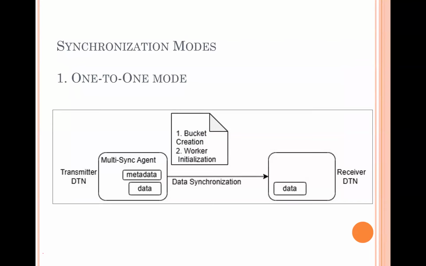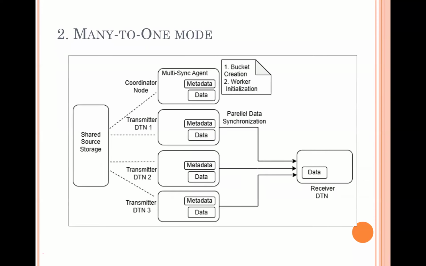In one-to-one mode, multisync manages synchronization between a single local source and a single remote destination. The dataset is divided into buckets and dispatched through multiple rsync threads over a remote connection. This mode is appropriate for direct data transfer across the endpoints. In many-to-one mode, multiple source systems synchronize data to a shared destination. Each source node accesses shared bucket metadata to dynamically select and transfer non-overlapping files to a common destination.